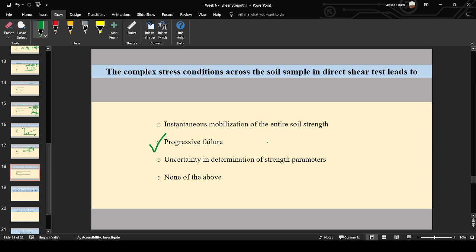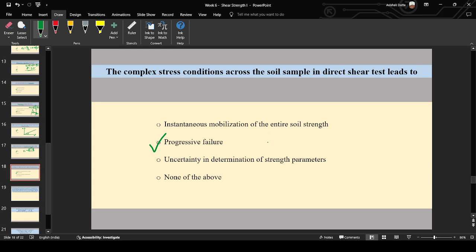And that means what? The mobilization of the entire soil strength, the shear strength which the soil has, is getting used up against the shear stress. When it is getting mobilized, it is doing so by and by, or gradually. The entire soil strength is not mobilized at one time. The mobilization of the shear strength of the soil happens gradually over a period of time, and this is an instance of progressive failure.